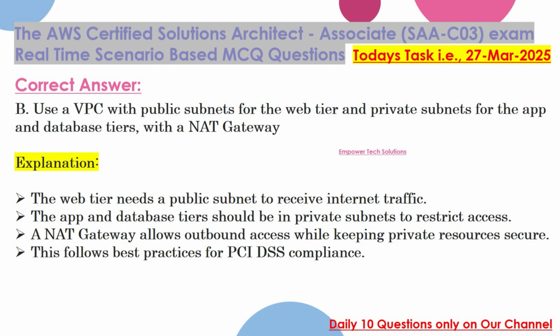Correct answer: B. Use a VPC with public subnets for the web tier and private subnets for the app and database tiers, with a NAT gateway. Explanation. The web tier needs a public subnet to receive internet traffic. The app and database tiers should be in private subnets to restrict access. A NAT gateway allows outbound access while keeping private resources secure. This follows best practices for PCI DSS compliance.